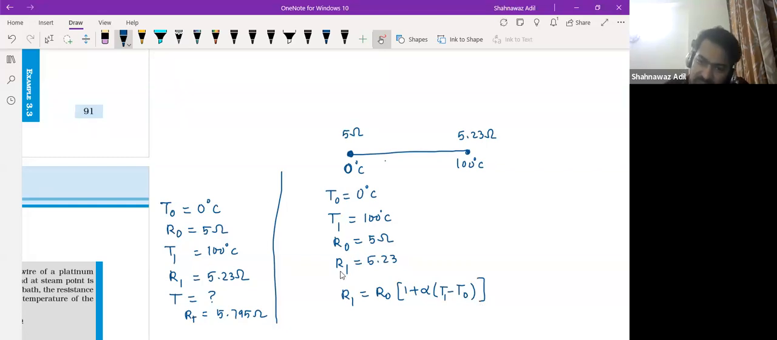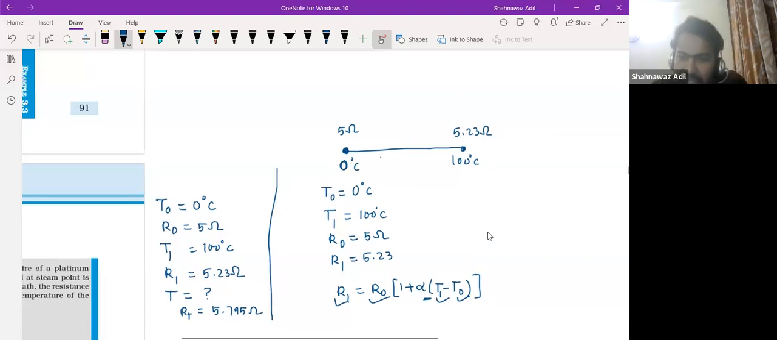So what are the known things that you have? This is known. This is known. What is the unknown that you have? Arslan and Mir. Yes, sir, alpha, that is the obvious one. Alpha is not known, right. So from this relation, we can calculate alpha.